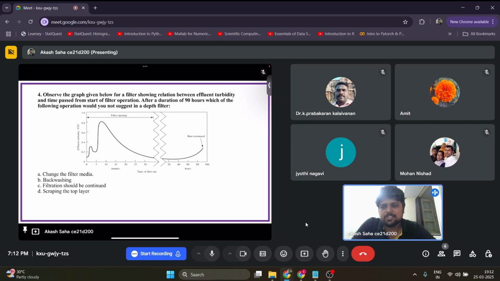And it says, observe the graph given below for a filter showing the relationship between the effluent turbidity and the time passed from the start of filter operation. After a duration of 90 hours, which of the following operations would you not suggest in the depth filter? Okay, so after 90 hours, which will you not select: whether you will not change the filter media, or we will not do the backwashing, or we will not continue the filtration, or we will not scrape off the top layer.